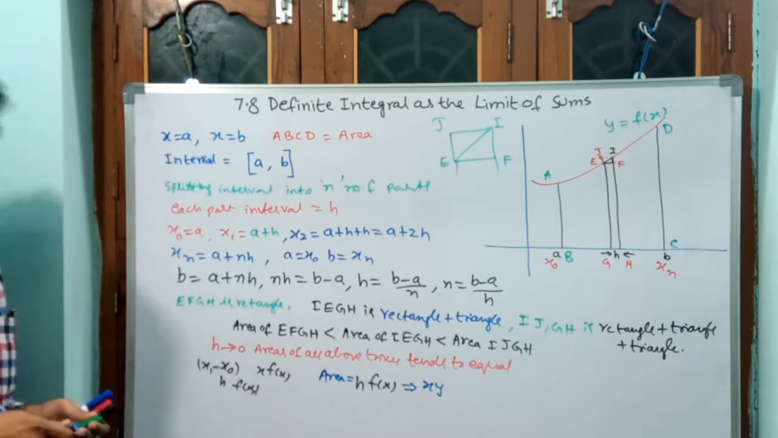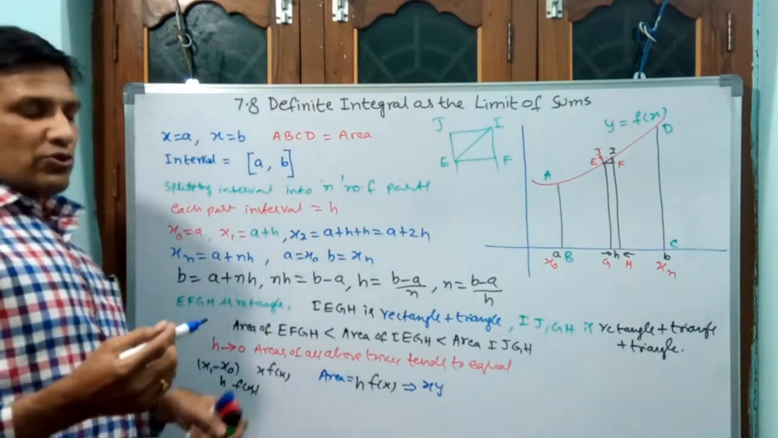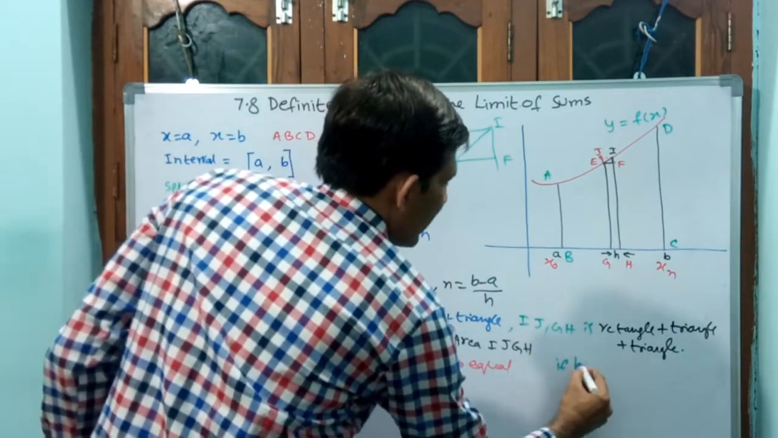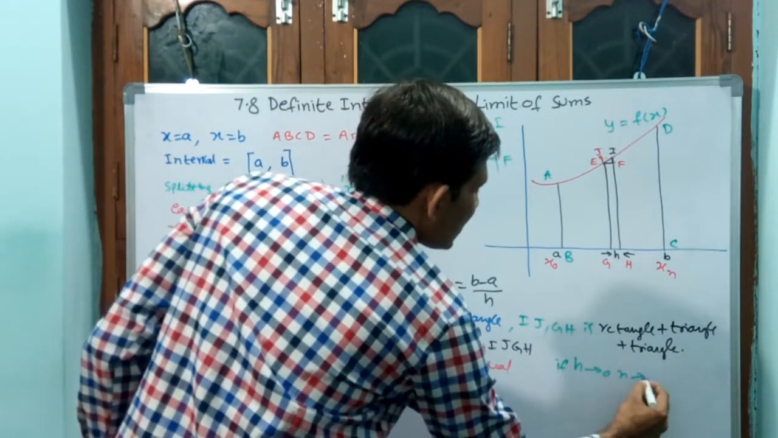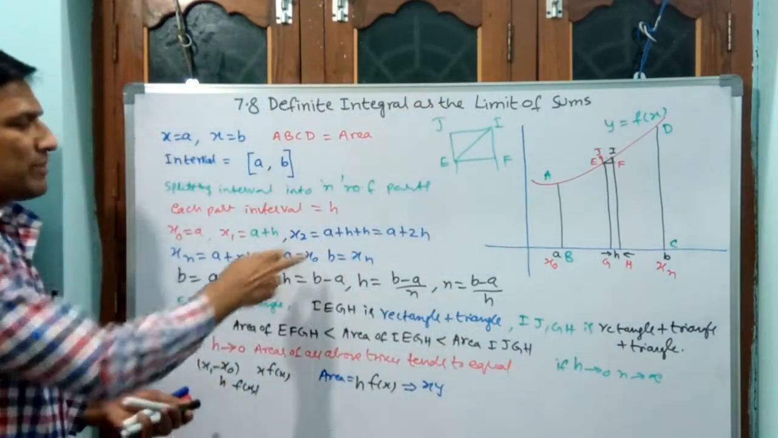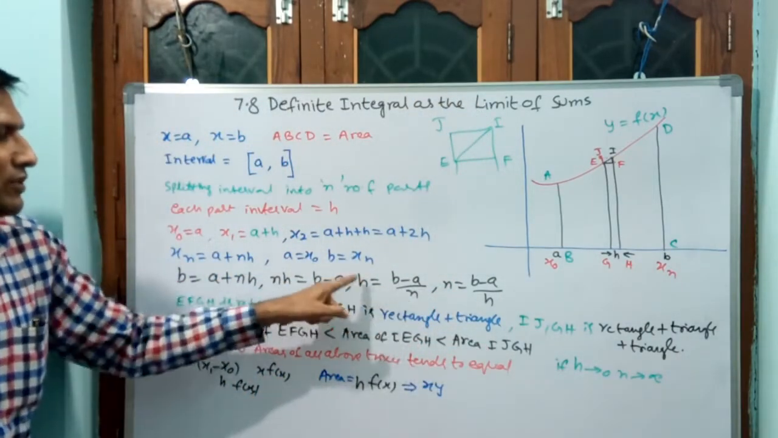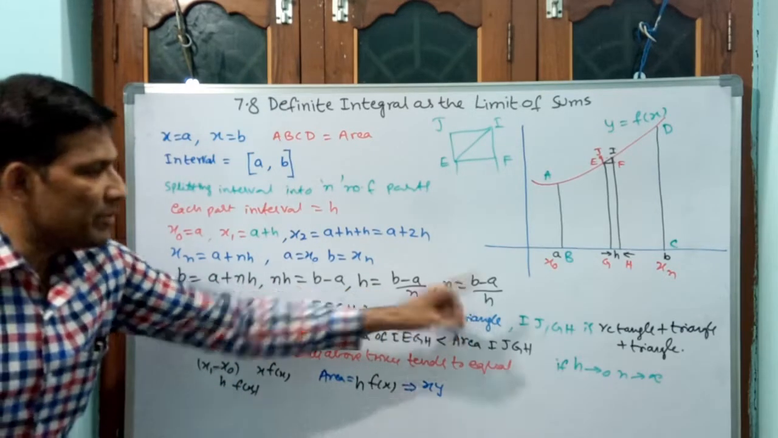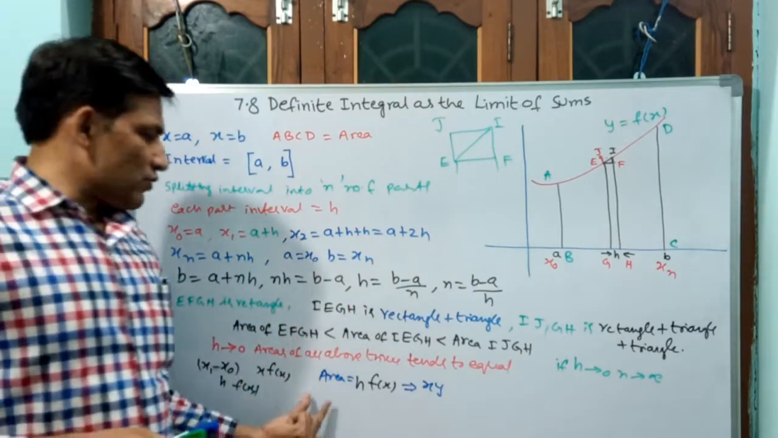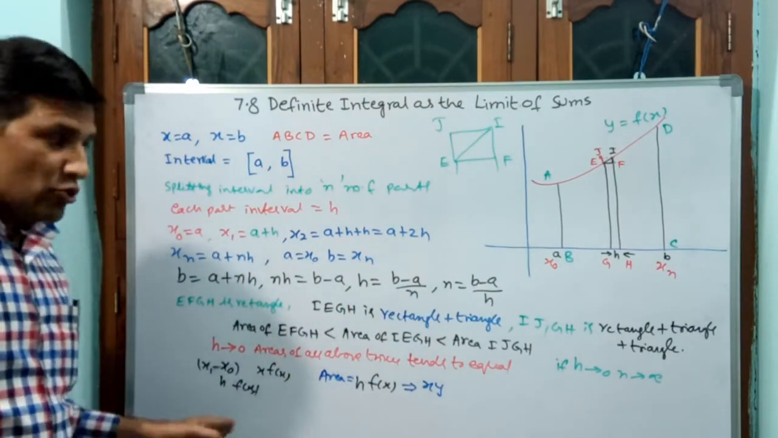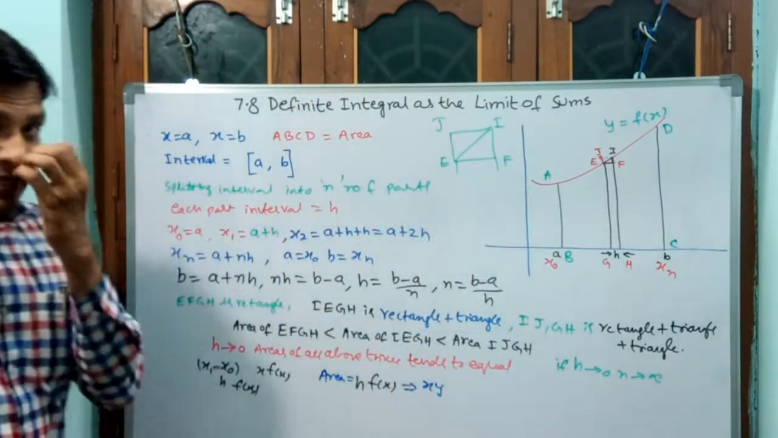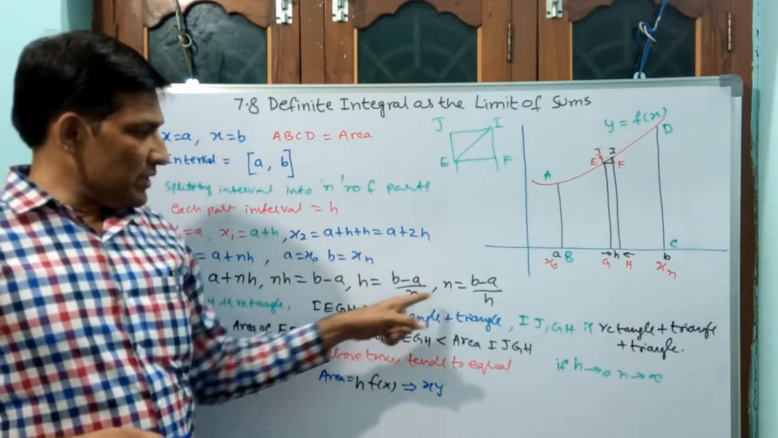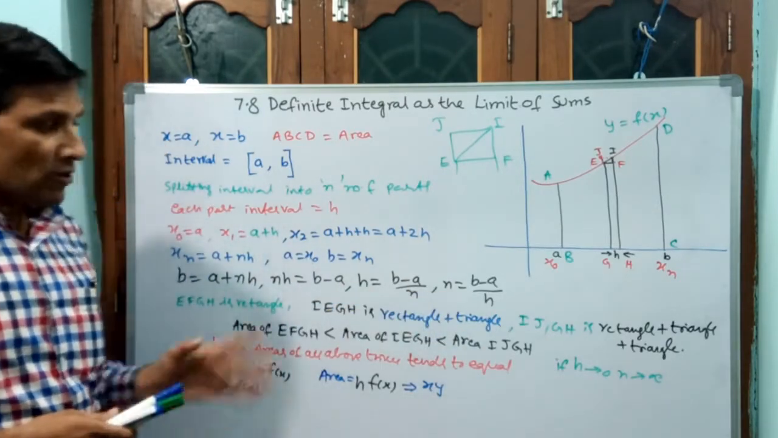H tends to 0. Okay, now you tell me, if h tends to 0, what will be n? I am writing here, if h tends to 0, n tends to infinity. Is it okay or not? You tell me. Why? Because h and n are inversely proportional. H is inversely proportional to n, n is inversely proportional to h. When h tends to 0, why are we making h tend to 0? Because we want to equal the areas. If h is going to become 0, then automatically n is going to become infinity. That concept is also very important.